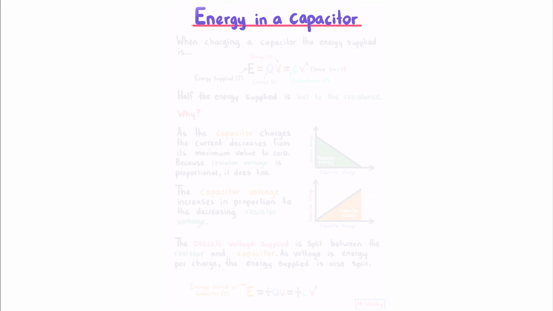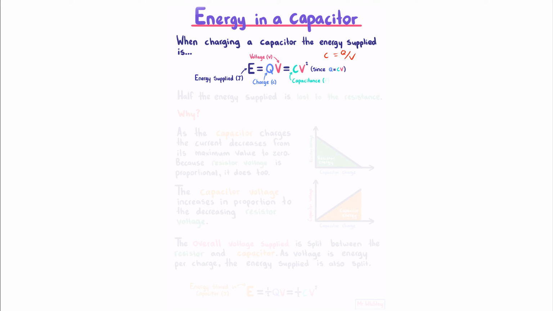Energy in a capacitor. When charging a capacitor, the energy supplied is equal to our charge times voltage, and since we know that Q is equal to CV, and the reason we know that is that our capacitance is charge over voltage, then making that substitution we get CV squared. And now what might be a surprising statement is that half the energy supplied is lost to the resistance. Let's now talk about why.